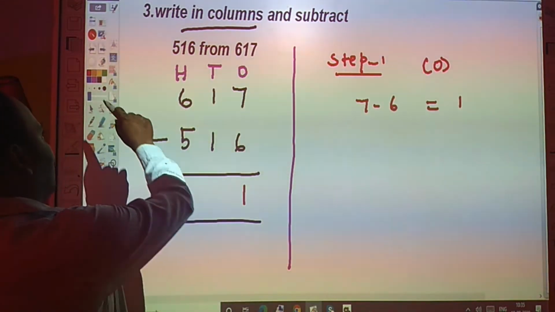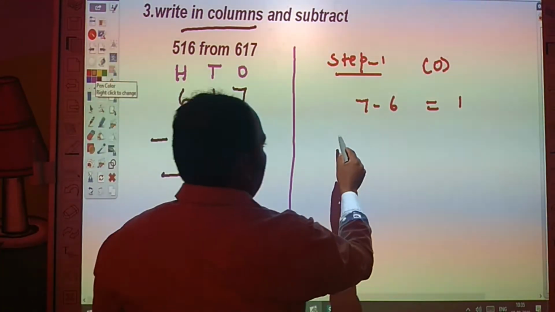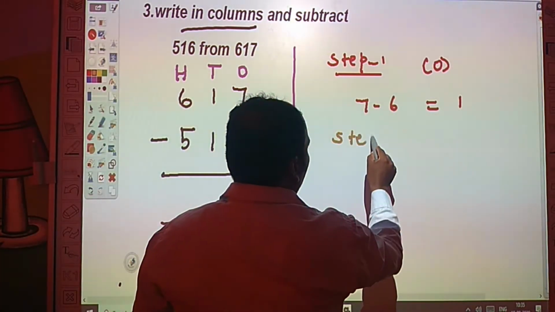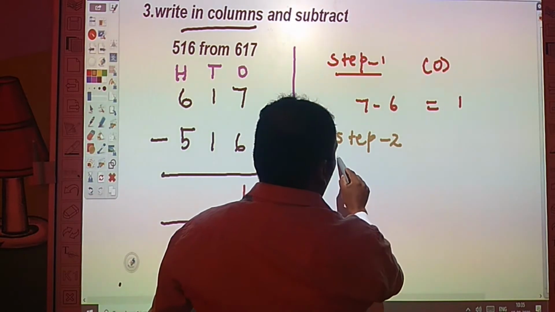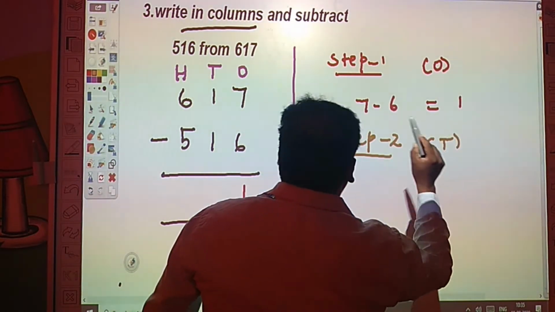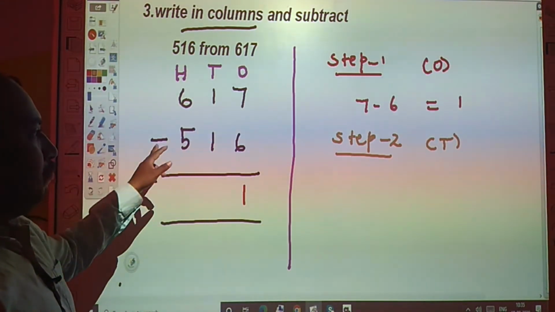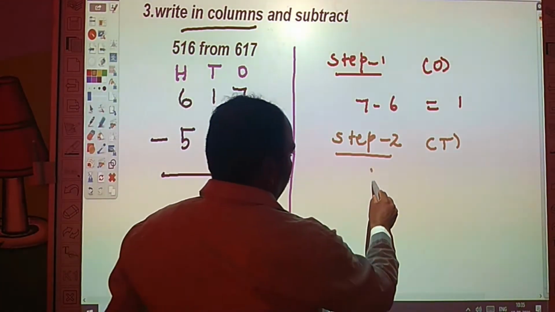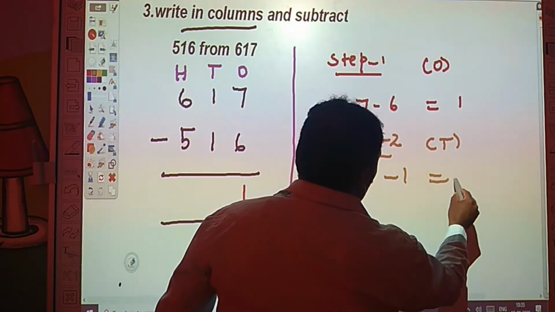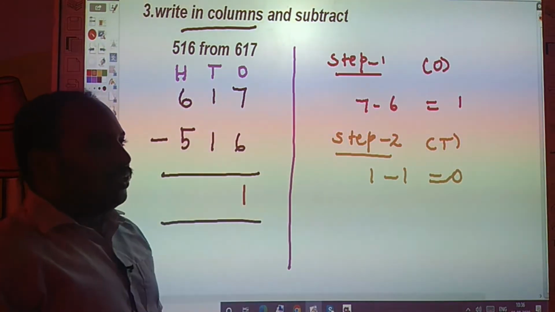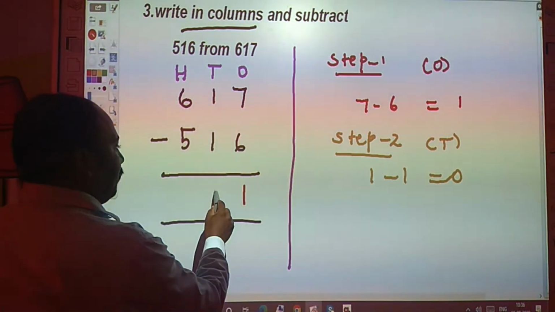Next we will do the tens place. Step 2. Here our tens place value is 1 and 1. 1 minus 1 is equal to 0.